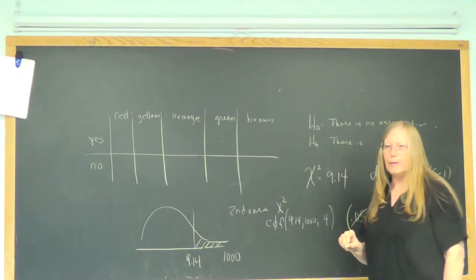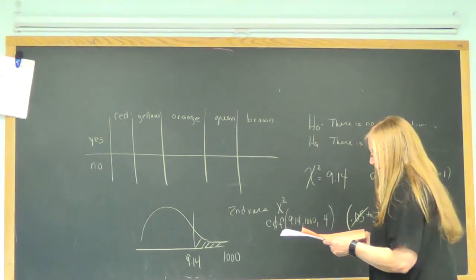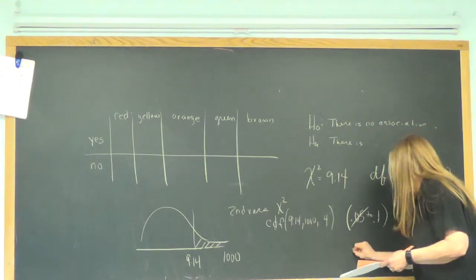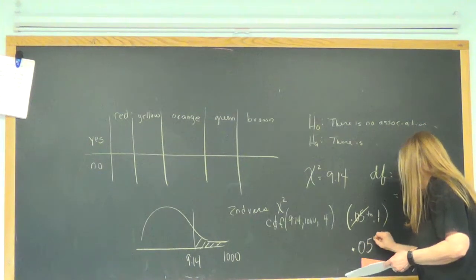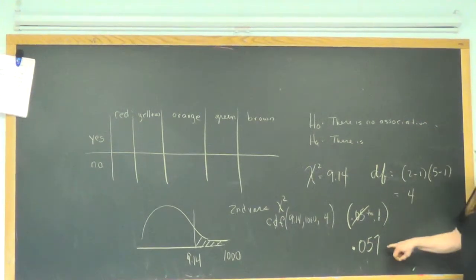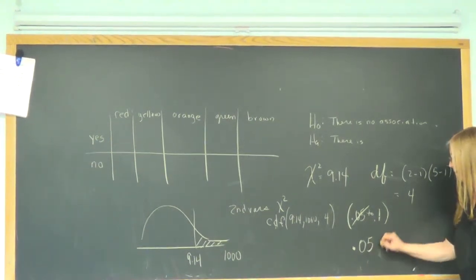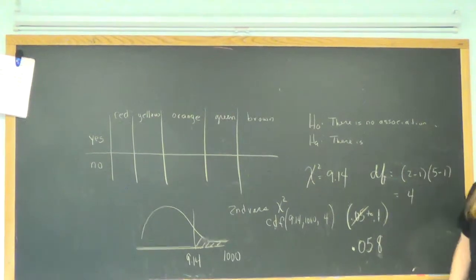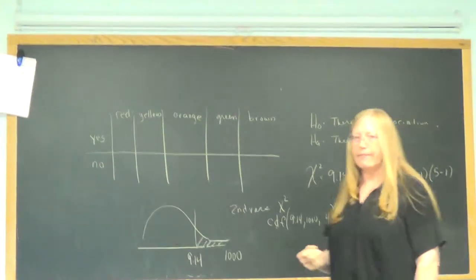Someone get that number out of your calculator. What is it? I think it's 0.057, which is 0.06. Actually it's not 0.057, it would be 0.058 if you guys were good at rounding. So 0.058, that is above 0.05.